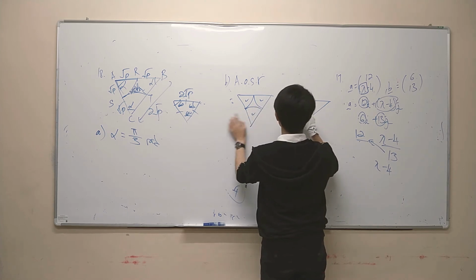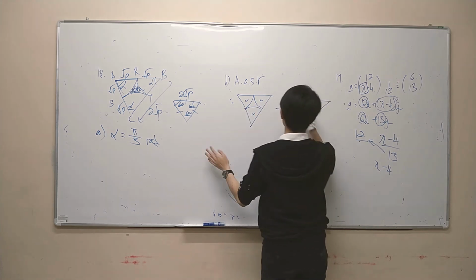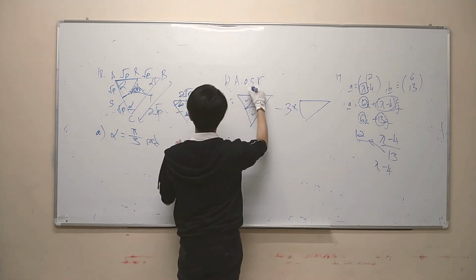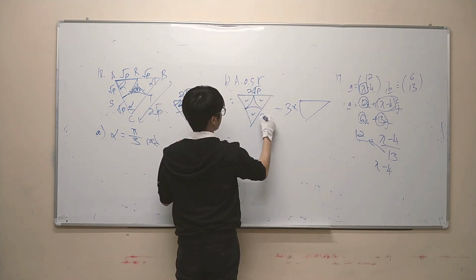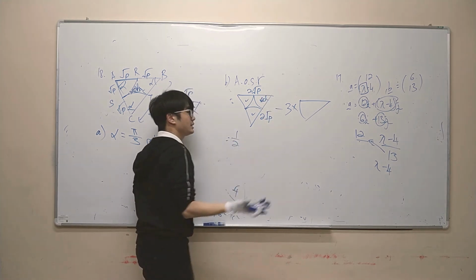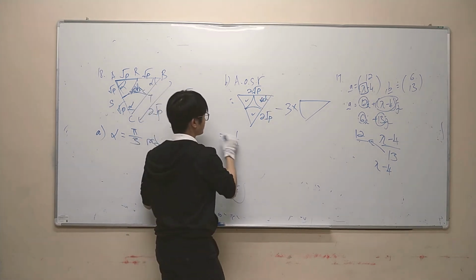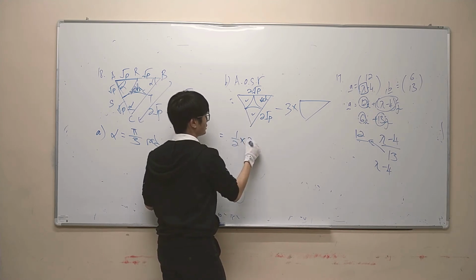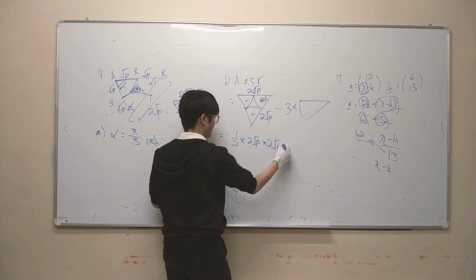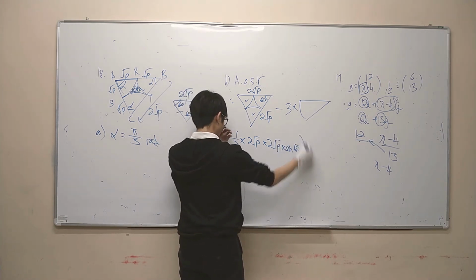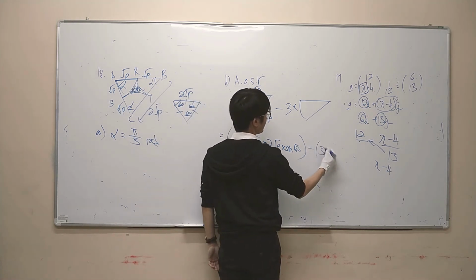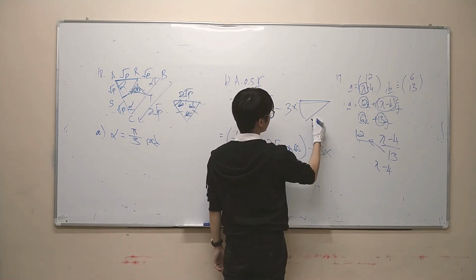But there are 3 sectors, and all 3 sectors are the same size, right? So it's just 3 times. You have the length here is 2 square root p, the length here is 2 square root p, and 60 here. So you can use the 1/2 ab sin C formula. So 1/2 times a, which is 2 square root p, times b, which is 2 square root p, times sin 60. This is the formula for the triangle. Minus 3 times the area of a sector, which is 1/2 r squared theta.